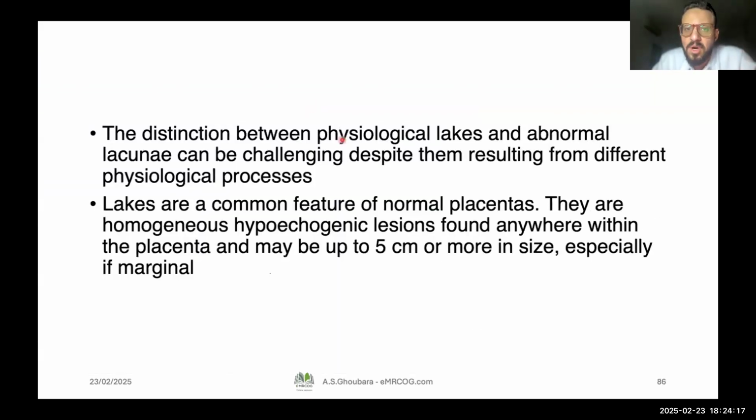This is a copy and paste from the TOG article. The distinction between physiological lakes and lacunae can be challenging, despite resulting from different physiological processes. Lakes are a common feature of normal placenta. They are homogeneous, hypoechoic lesions found anywhere within the placenta, not just at the placental bed. They can be in the front of the placenta, can be seen anywhere. It does not appear moth-eaten. They may be up to 5 cm or more in size, especially if marginal, because they have different types: central, lobar, and marginal.